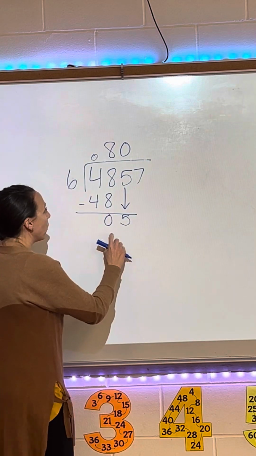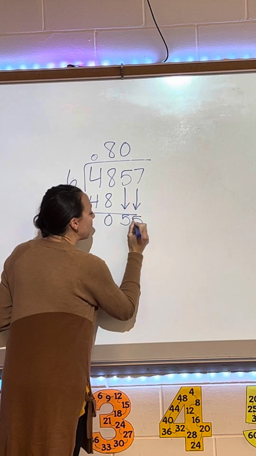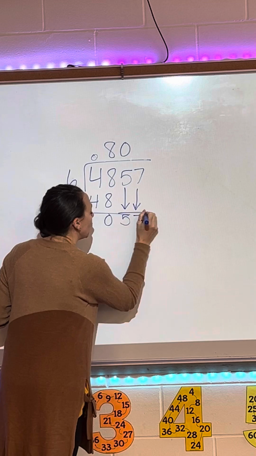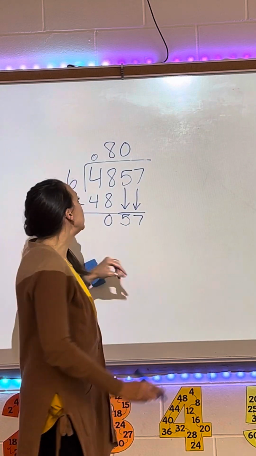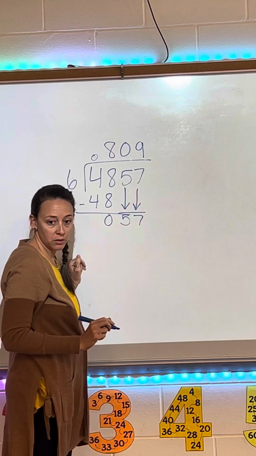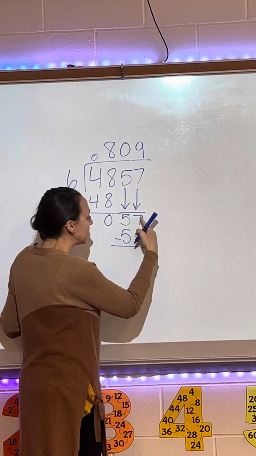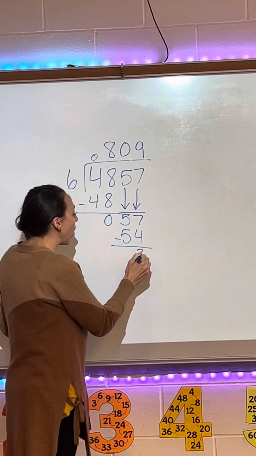Okay, now I have a 0. Now I'm going to slide over and drop my 7. Now, can I make a group? Yes. How many groups can I make without going over? 9 groups. What is 6 times 9? 54. Now I'm going to subtract: 7 minus 4 is 3, and then 5 minus 5 is 0.